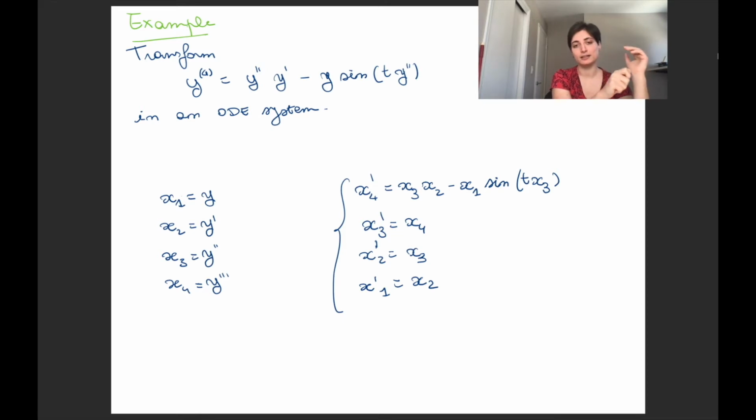appropriate value of x. So x3 is replacing y second, x2 is replacing y prime, x1 is replacing y, and sine t x3 is replacing sine t y second. But then we also have to have information about x3 prime, x2 prime, and x1 prime. So for every x that you introduce, you need a corresponding ODE.